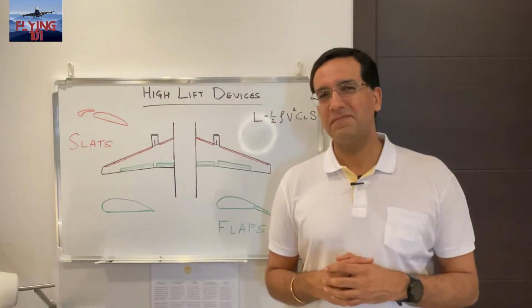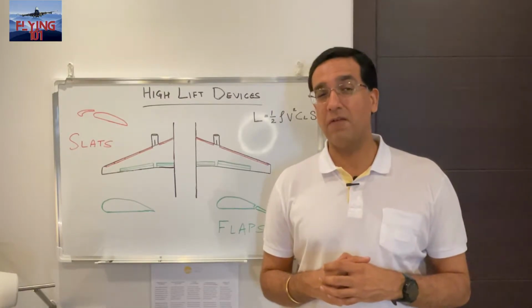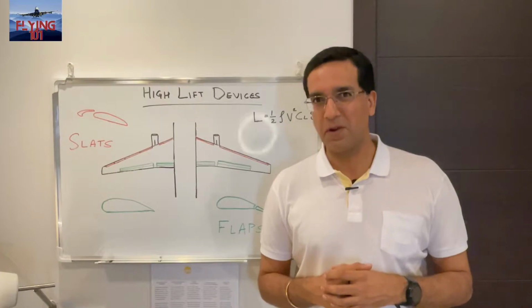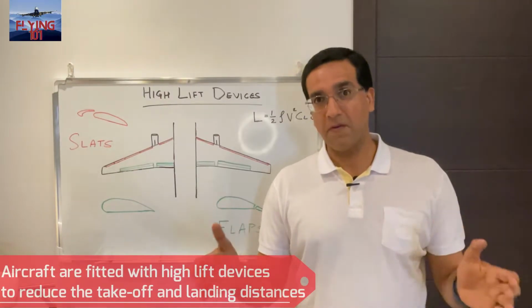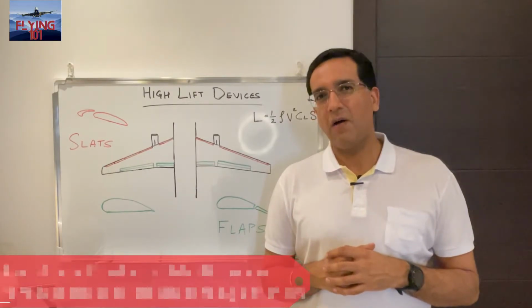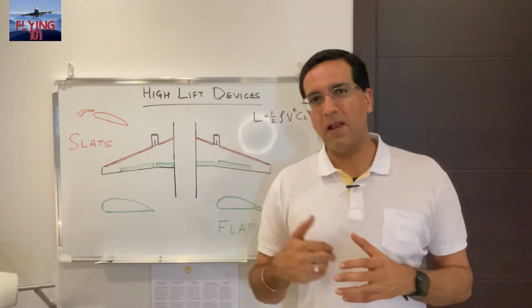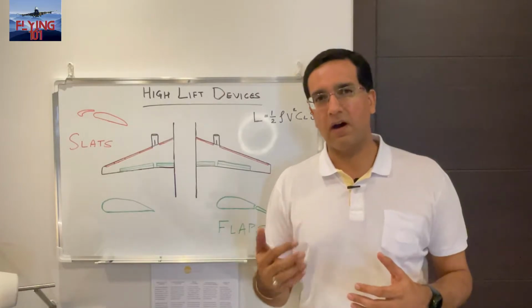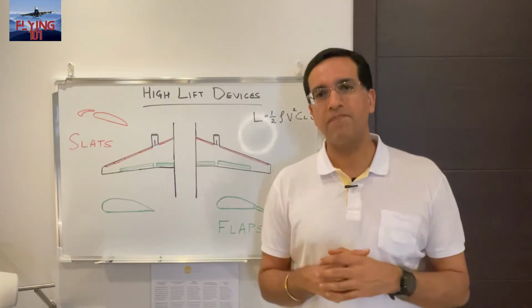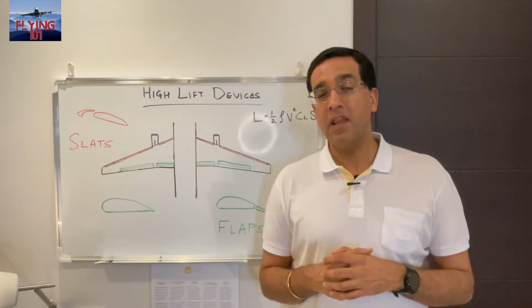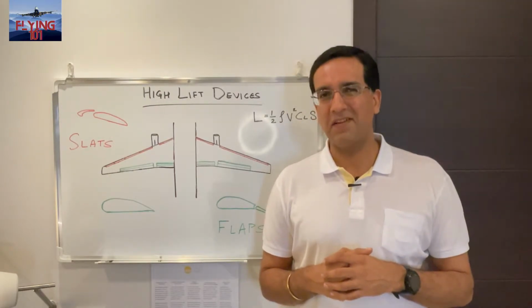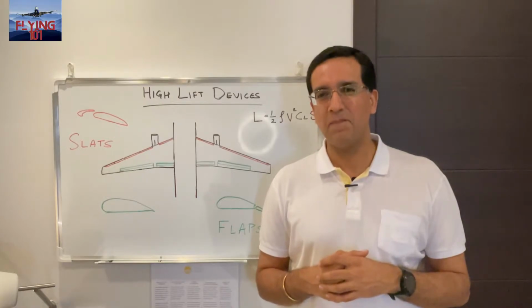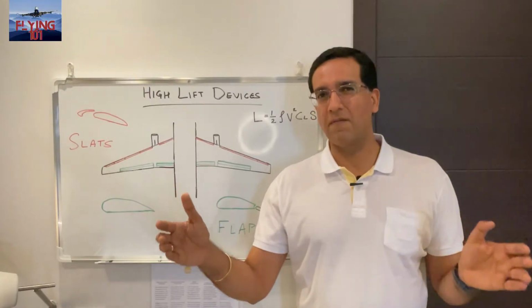Well, quite simply, the reason why we have high lift devices on planes is to reduce their takeoff and landing distances for a given runway length. And this allows planes to carry a greater amount of payload. So we're talking about the passengers, cargo, etc. And it basically helps planes reduce their speeds whilst takeoff and landing, so they can be accommodated within a given runway length.